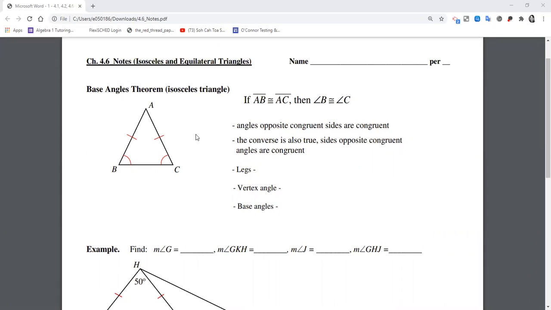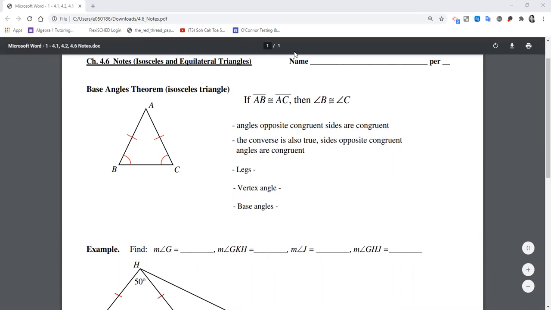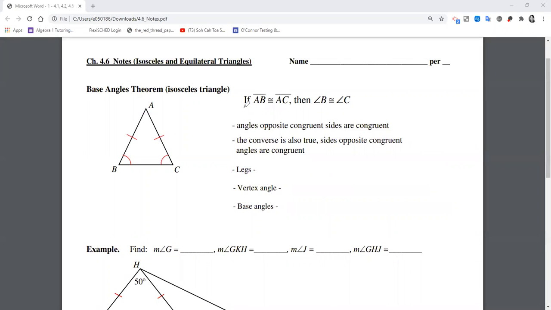Now that we know those definitions, let's talk a little bit about what the base angles theorem says. The base angles theorem says that if side AB is congruent to side AC, then angle B is congruent to angle C. Now the converse of that base angles theorem is also true. So if these two sides are congruent, then their opposite angles are also congruent. And the converse being true says that if the angles are congruent, then the sides are also congruent.